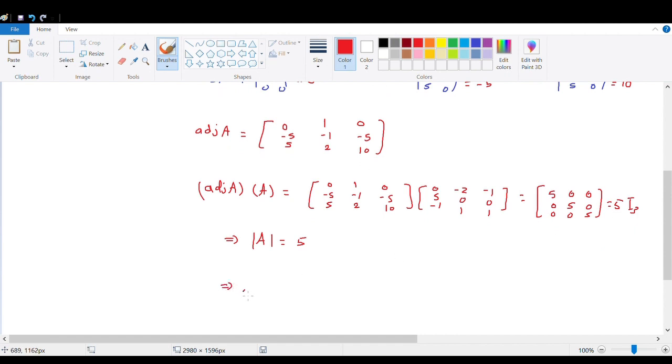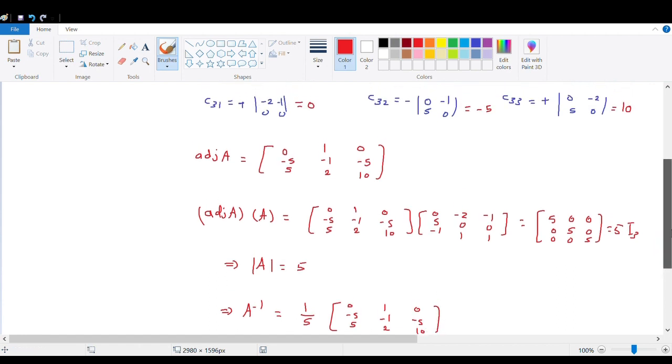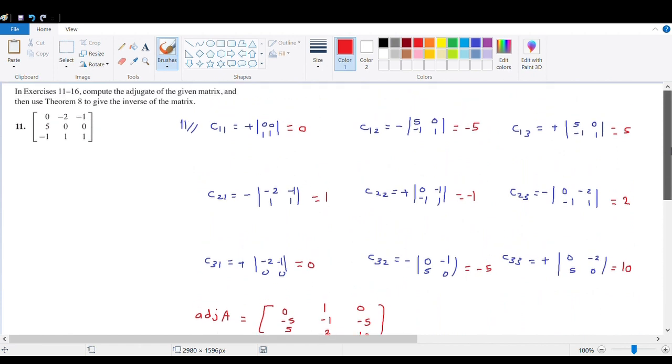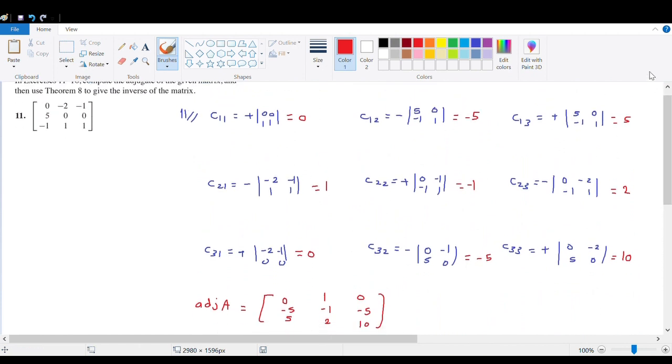So now A inverse will be equal to 1 over 5 multiplied by the adjugate of A, which is 0, minus 5, and 5, 1, minus 1, and 2, 0, minus 5, and 10. So this is our A inverse using the adjugate of A and theorem 8.